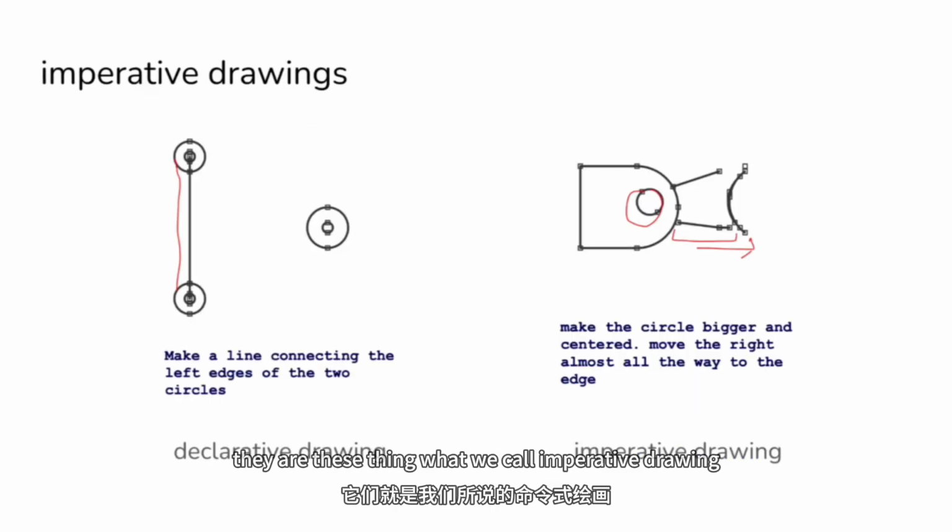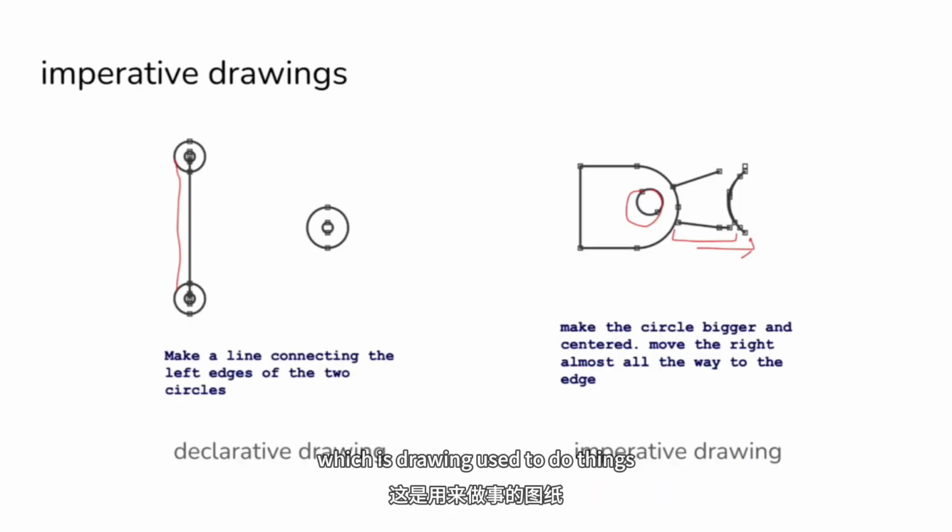There are these things, what we call imperative drawing, which is drawing used to do things. So on the left is a declarative drawing, which is to just ask the other participant to draw the red line where it is shown. But on the right-hand side, we see there are arrows, and there is this bracket shape. So this bracket shape indicates a part of the drawing that the other participant should pay attention to, and the arrow says that you should move this part to the right. And it's complemented with a natural language instruction, move the right almost all the way to the edge.